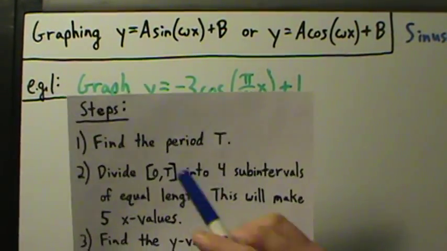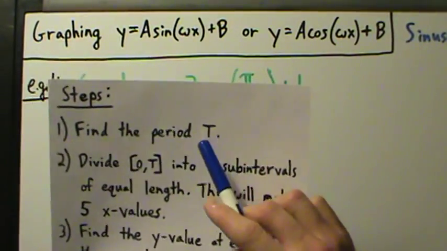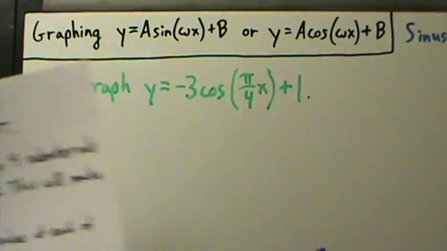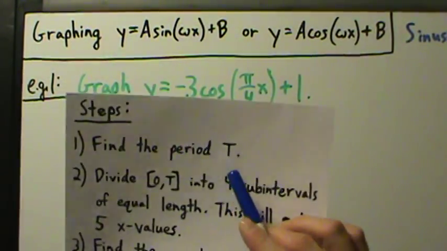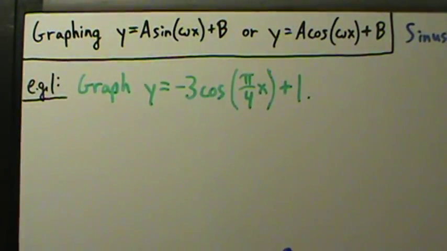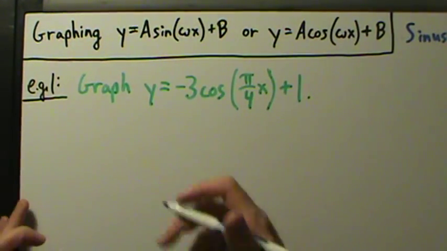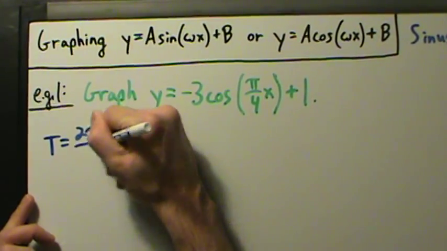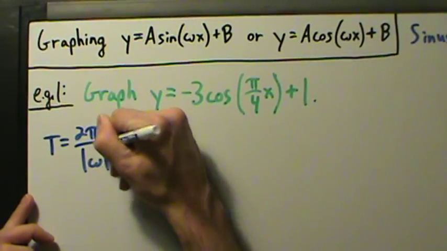So step 1 is find the period T. Remember the period we talked about in a previous video, or we talked about it quite a bit in a few videos, but more recently we talked about it as this capital T. So the first thing we want to do is find the period T. Okay, so that's our first step. Can you remember T equals 2 pi divided by the absolute value of omega.